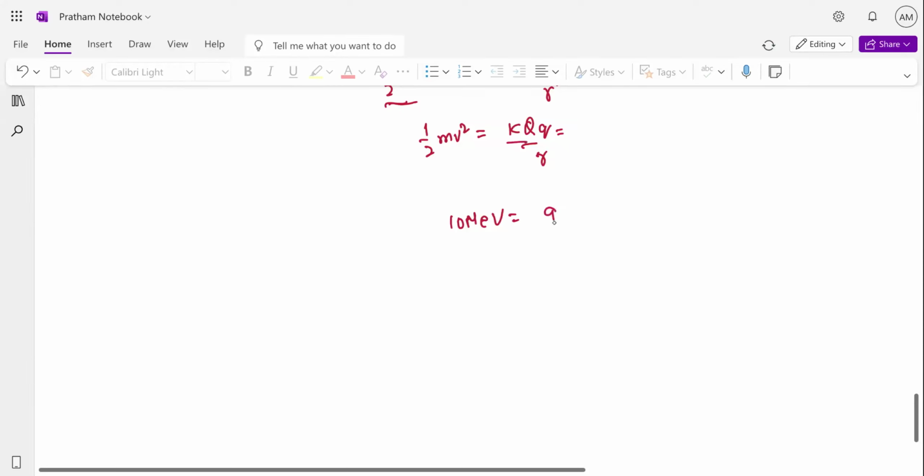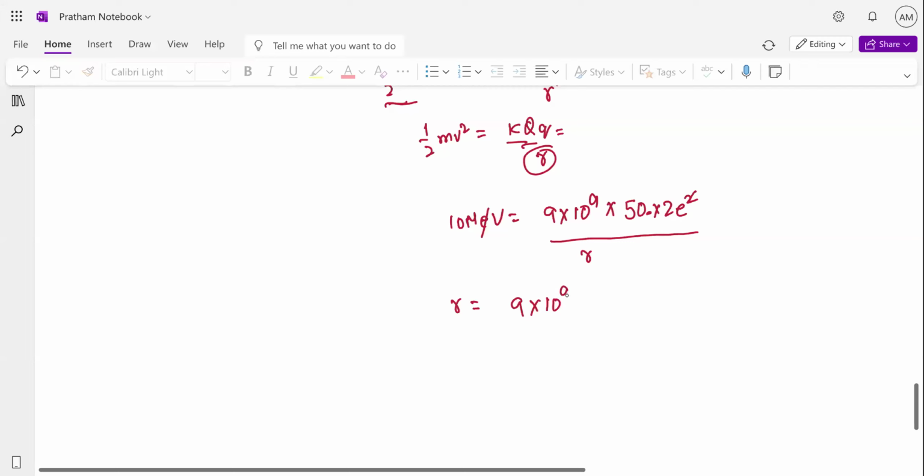And k is 9 into 10 to the power 9, into Q. The charge is given as 50 times e, and the alpha particle means 2 times e. So this e and that e become e square, and this e will get cancelled out with the one in the energy. This is the distance we have to calculate, so we take r to that side.